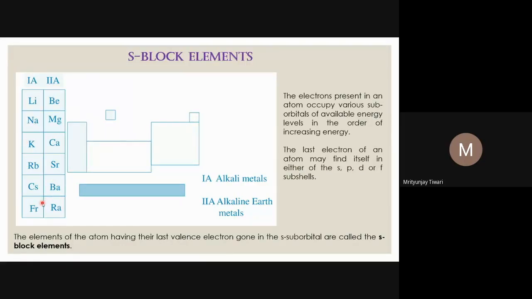And why are they called S block elements? Because, as we have seen, while writing their electronic configuration, we put the last electron into the s subshell. Since the s subshell contains 2 electrons, we have two groups. The first group is the alkali metal group, and the second group is the alkaline earth metal group. The alkali metals are lithium, sodium, potassium, rubidium, cesium, francium. The alkaline earth metals are beryllium, magnesium, calcium, strontium, barium, and radium.